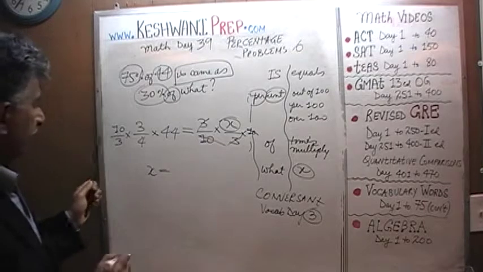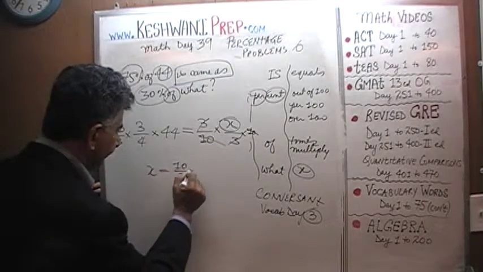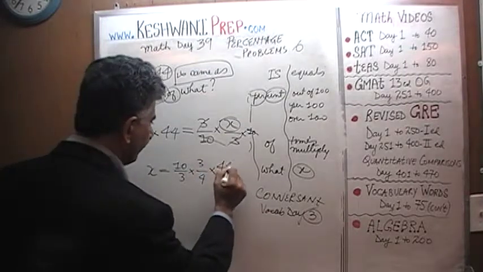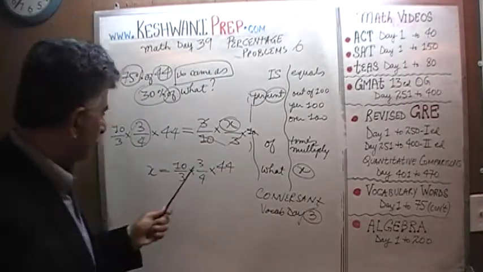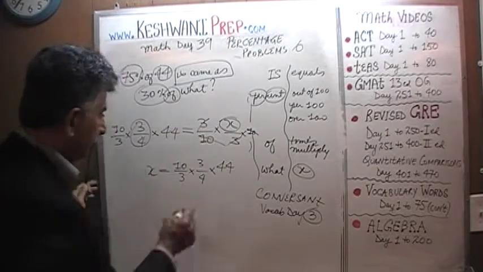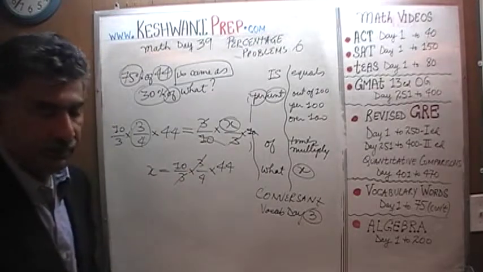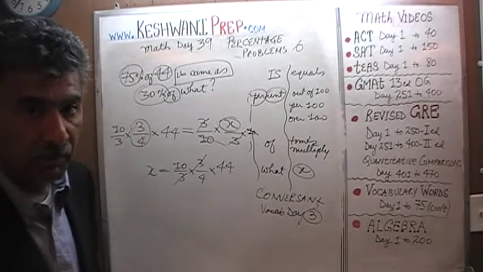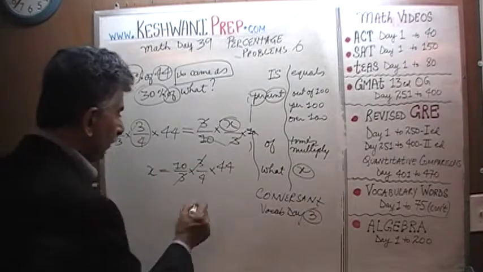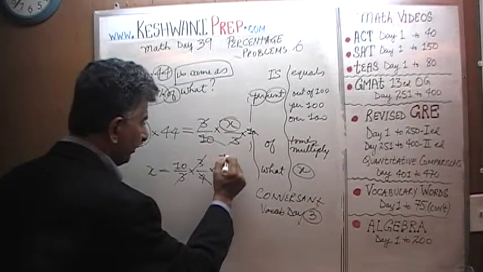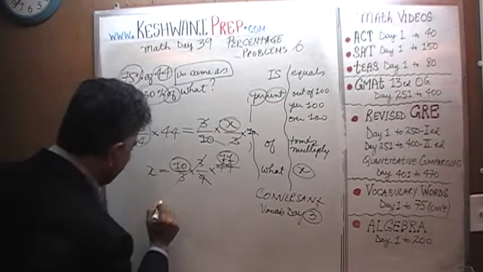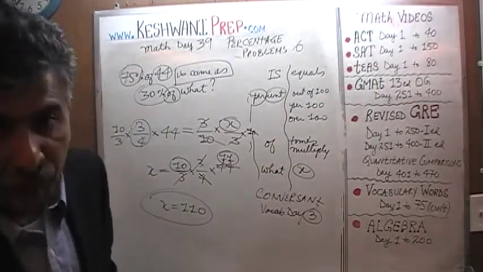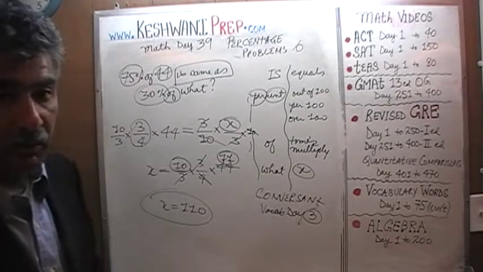X equals 10 over 3 times 3 quarters times 44. And let's see what that gives us. We see 3 on the top, we see 3 on the bottom. That 3 is going to drop out. We see 44 on the top. We see 10. We see 4 on the bottom. Let's divide top and bottom by 4. That's going to kill this 4, and 44 is going to become 11. So this 11 times 10, what we're claiming is that x equals 110.